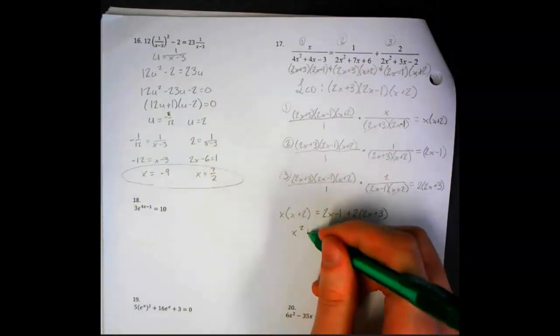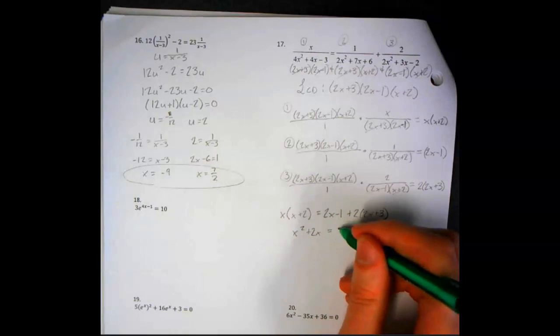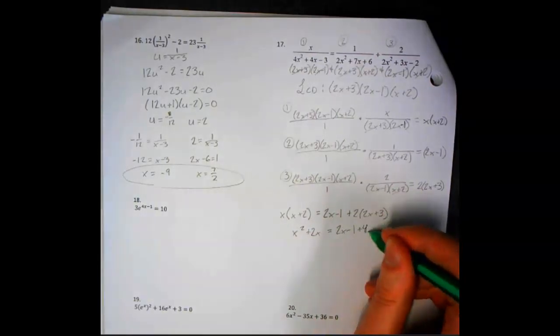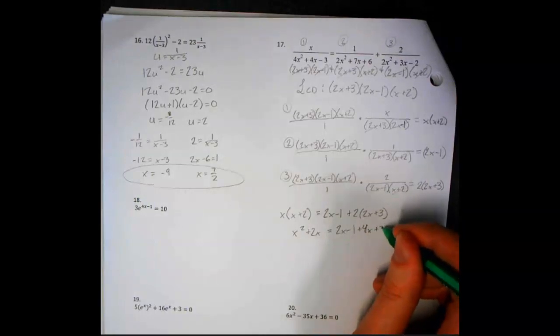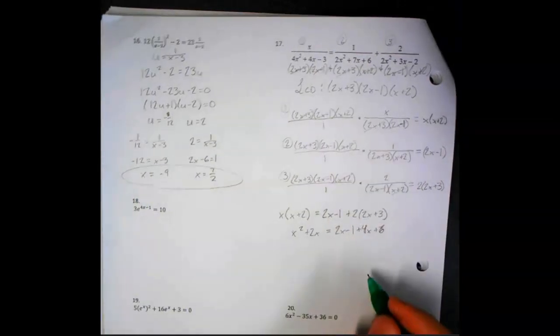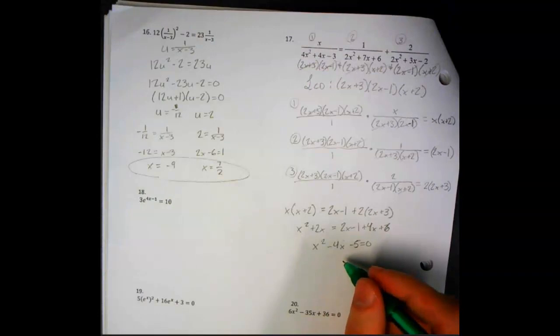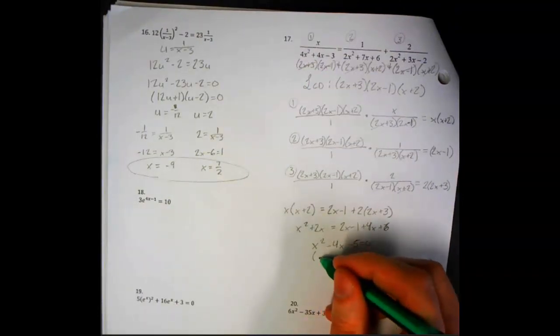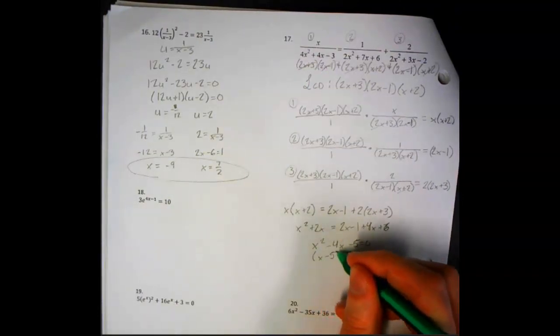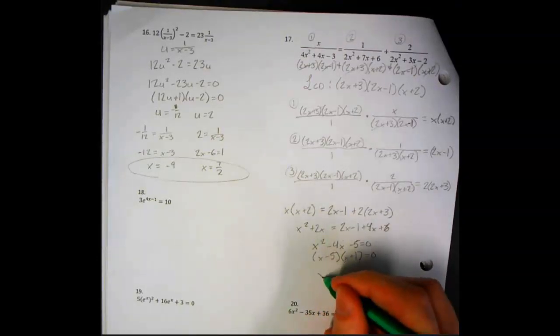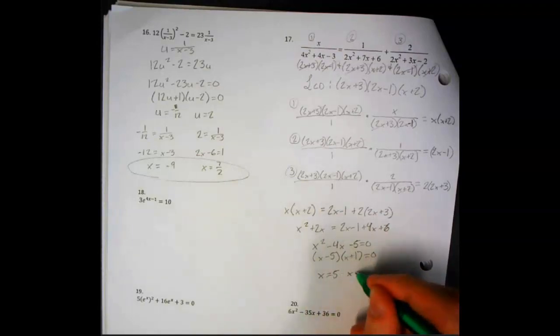When you rewrite this, you'll have x squared plus 2x equals 2x minus 1 plus 4x plus 6. You're going to bring everything to one side, or set it equal to 0, then factor. Set those equal to 0, and you'll have x is 5 or x is negative 1.